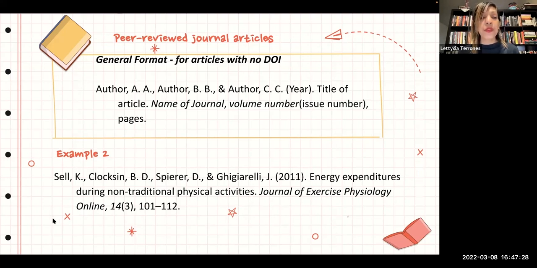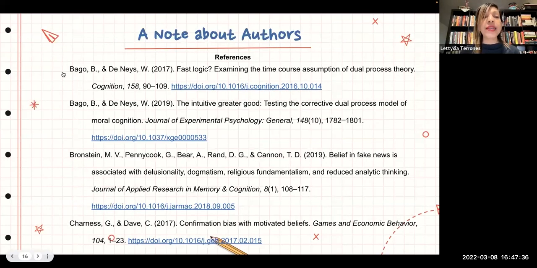So let me go back to this one. I want to give a note about the authors again. Not only are we seeing alphabetical order here, but we're also seeing how the authors, for instance Bago and Denise, seem to write together. They wrote an article in 2017 and in 2019.